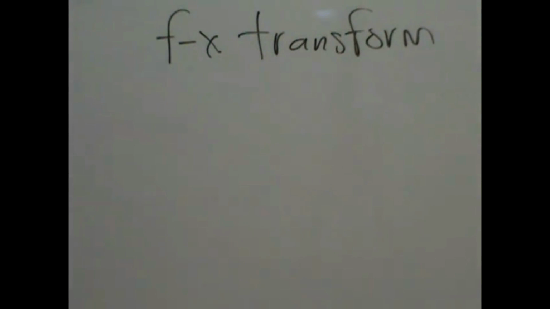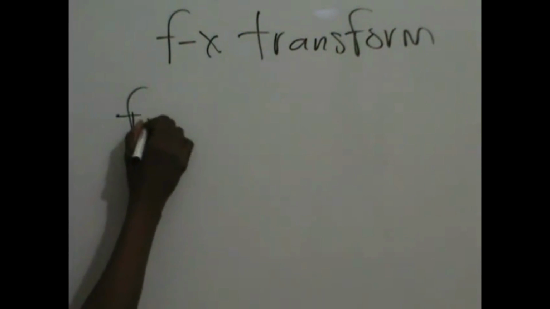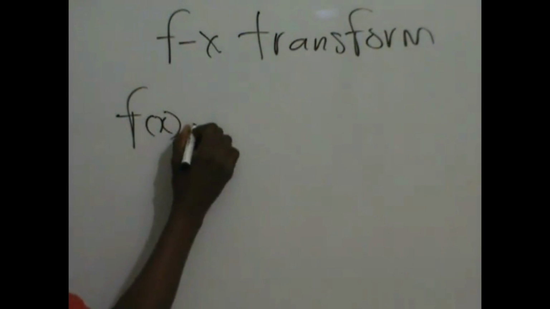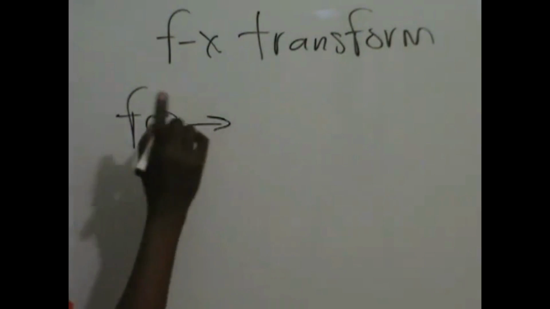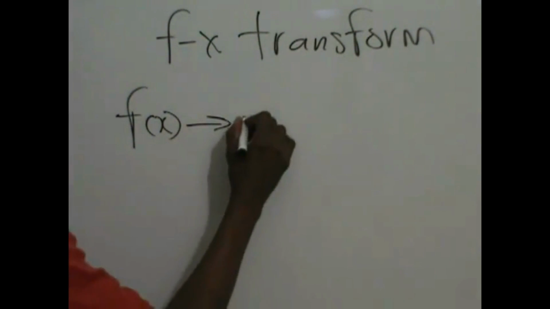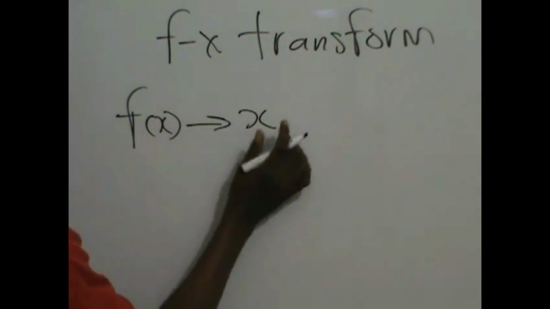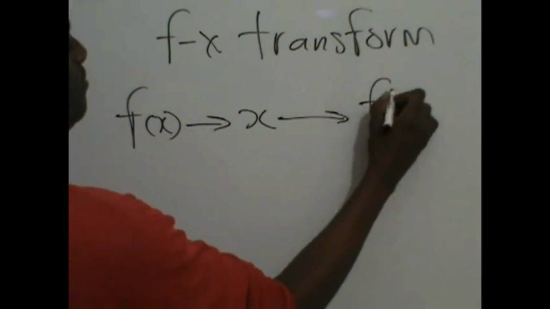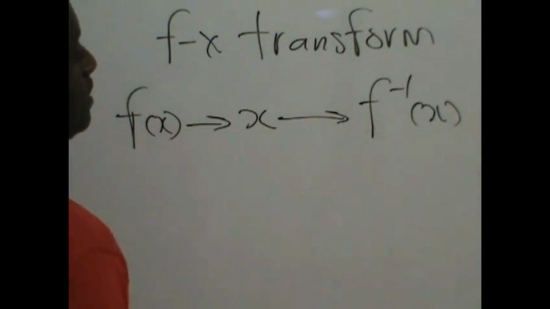The reason why we call it the fx transform is that in the course of finding the inverse of a function, what we do is transform the variable f of x to the variable x, and the variable x is transformed to the variable f inverse of x, f minus 1 of x.